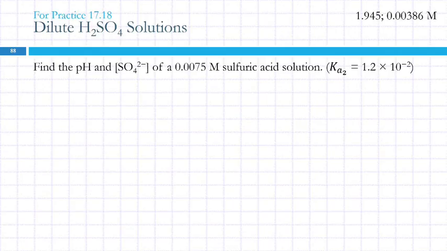You guys ask really good questions. I appreciate it. Dilute H2SO4 solutions. This is the one exception that you need to remember. For a dilute H2SO4 solution, you have to consider the second ionization also. You can't just look at the first one. And this one's going to force us to do that anyway because they're asking us about the SO4 2-.